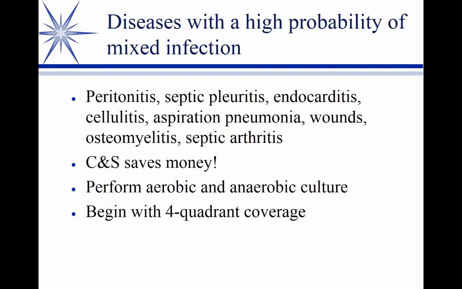And here are some of those that we deal with. Peritonitis, septic pleuritis, endocarditis, all of the things listed here often have unknown etiologies or mixed etiologies. And when you don't know what you're dealing with, there is no substitute for culture and sensitivity. Yes, it has its limitations, but if you had to pick one single thing that predicts clinical success, that would be it, culture and susceptibility, all right?